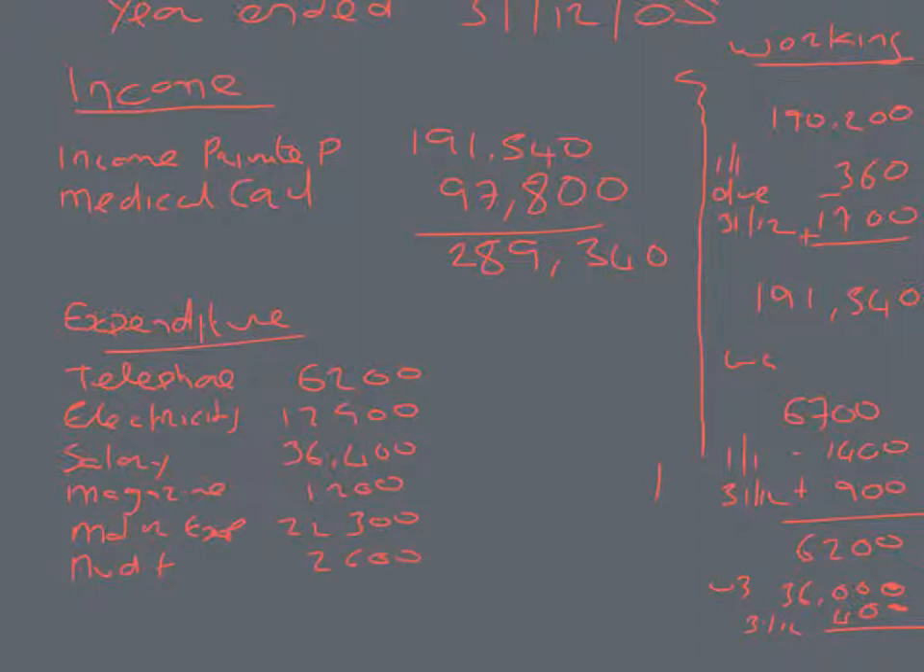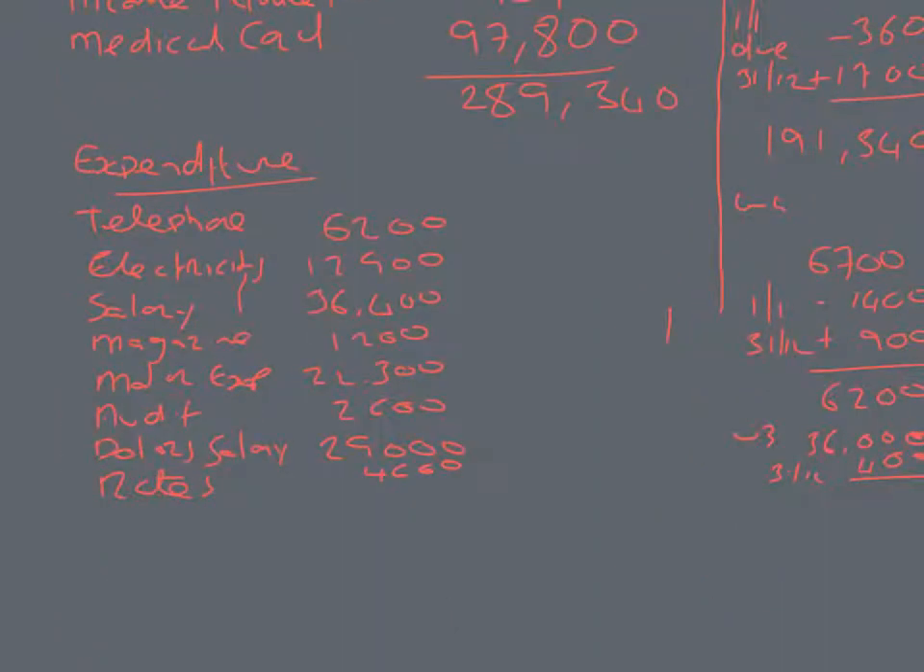Our next one then is doctor's salary, which I'd imagine is if the doctor is out of the office or out of the surgery, and they have to get somebody in to replace them. So it's 29,000 of a cost. Next one then is rates of 4,600. And then the next one, apologies, is insurance. There's no adjustment for that, and it's 23,000.